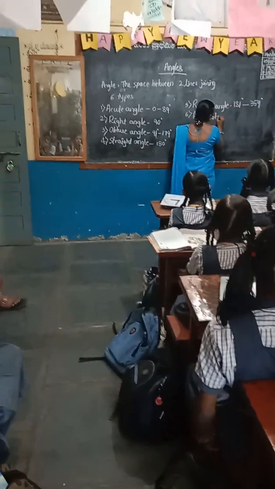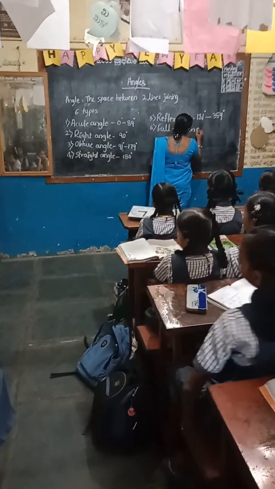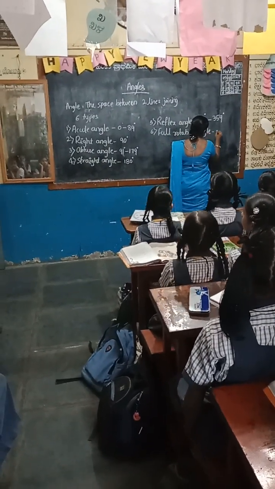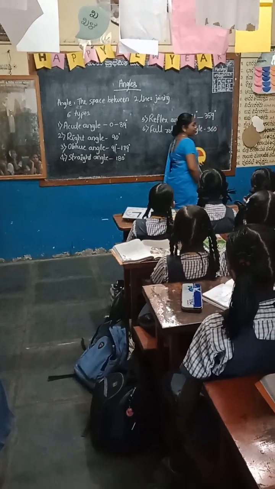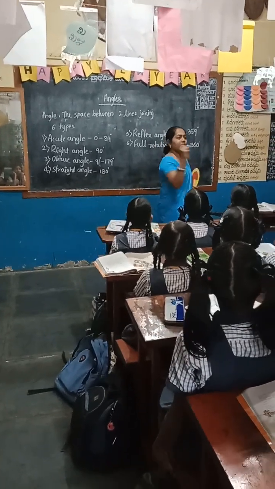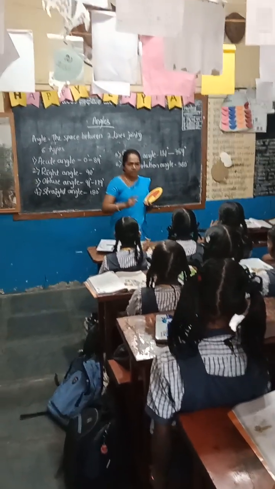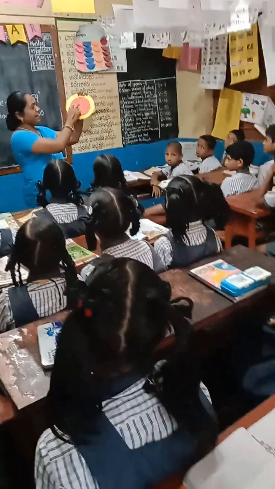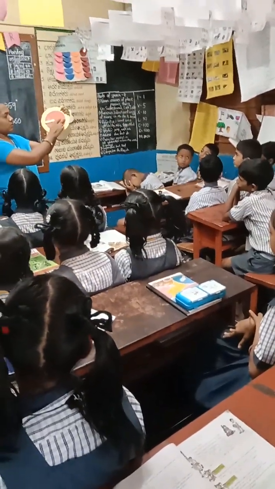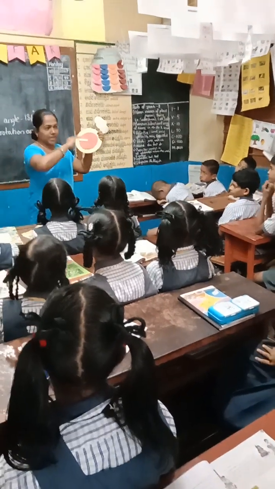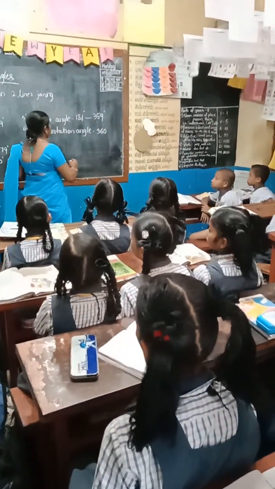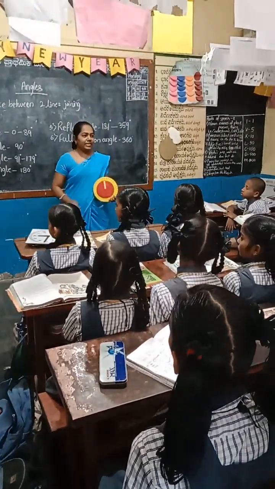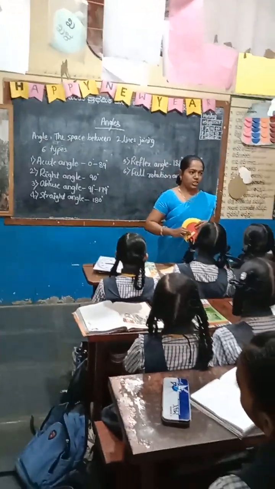The last one is the full rotation angle. When we say full rotation, when it completes one full round, it is known as a full rotation angle. Like this, the needle is completing one full rotation, all the red part is outside. So for that purpose, it is known as a full rotation angle. 360 degrees is known as a full rotation angle.